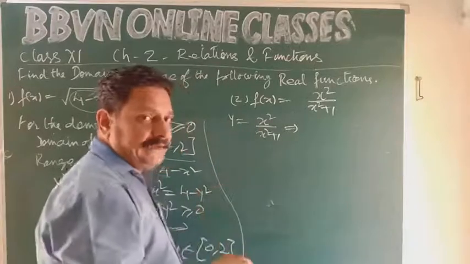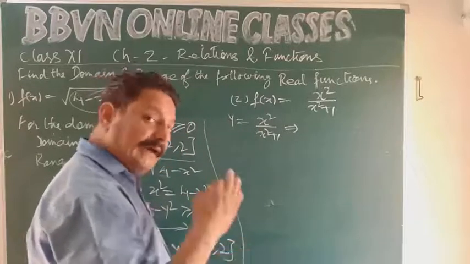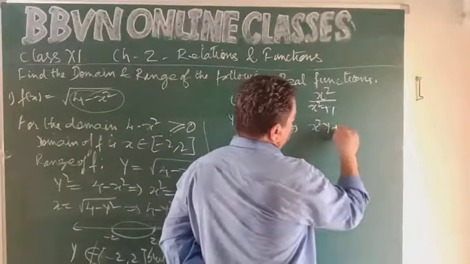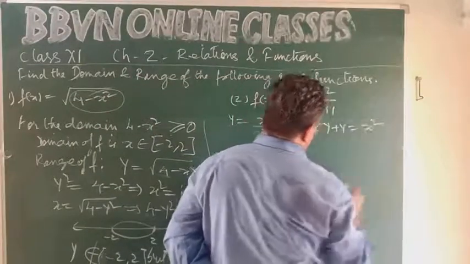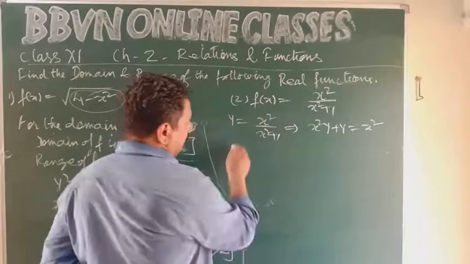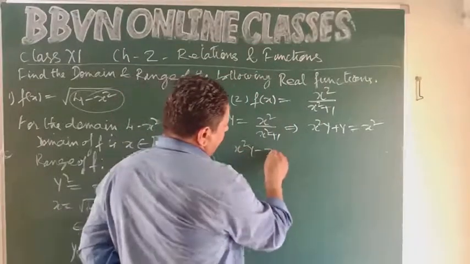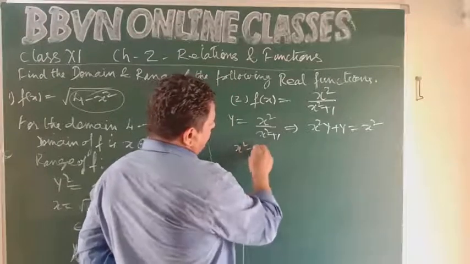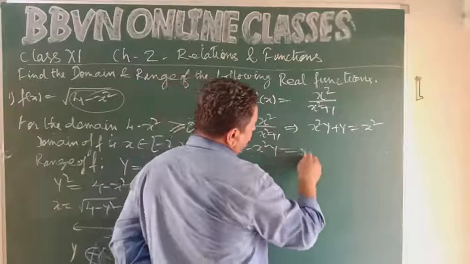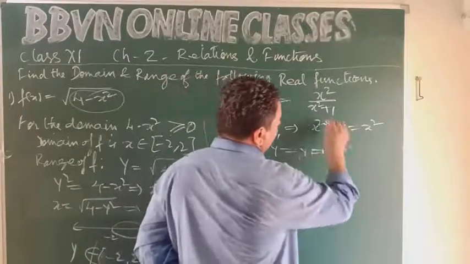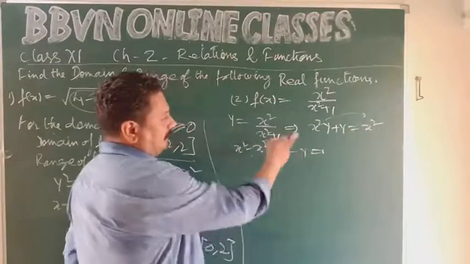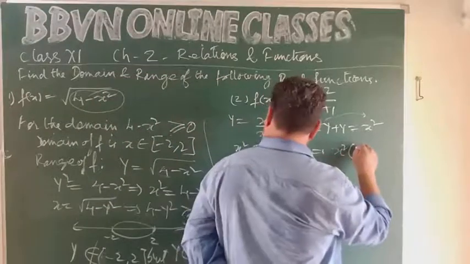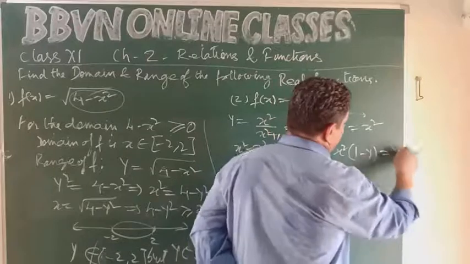To get the range, let us take x in terms of y. On cross multiplication, x square y plus y equal to x square. Got it? Now x square minus x square y equal to y. This x square went to the other side. X square minus x square y equal to y. X square taken common, 1 minus y equal to y.